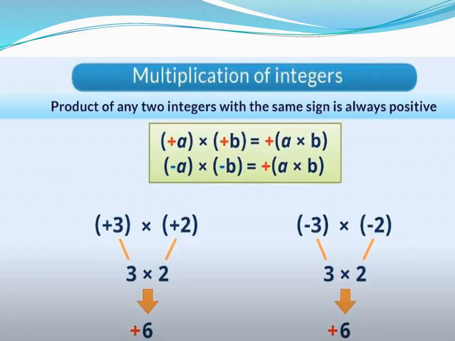And also when we multiply two negative integers, minus a into minus b equals plus a into b. Suppose you take plus 3 and plus 2 and multiply, plus 3 into plus 2, the product is plus 6. And again you take minus 3 and minus 2, minus 3 into minus 2 equals plus 6. So we conclude that the product of any two integers with the same sign is always positive.